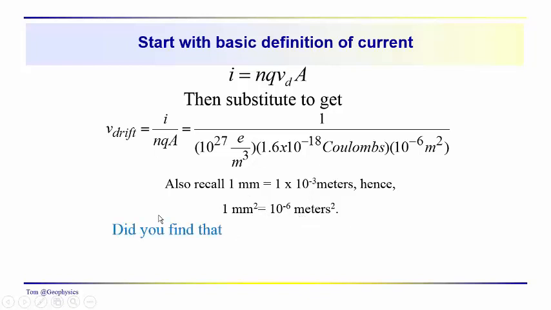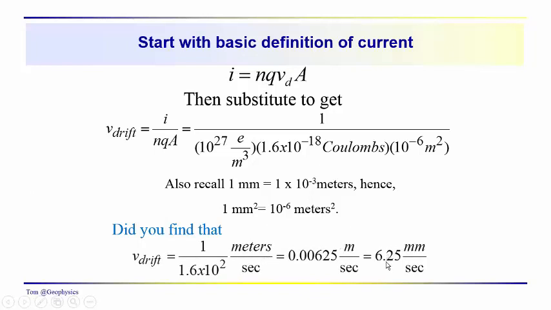So another question is, what did you find? If you tried to work through this problem, what did you come up with? Well, it doesn't look like they're really moving fast, if you gaze up at the light on your desk or in the ceiling. It's 6.25 millimeters per second. Not a very dramatic pace. They're kind of creeping through the wires very slowly.